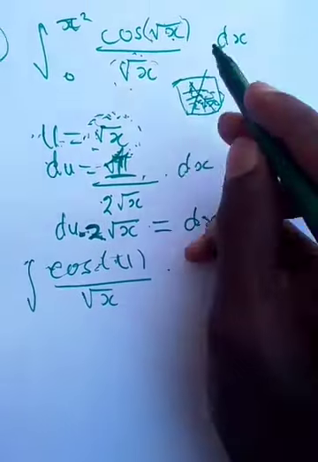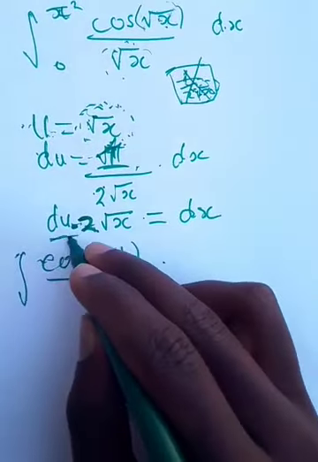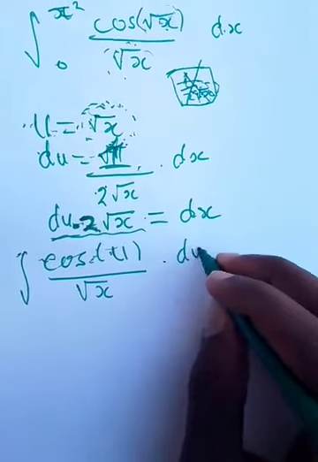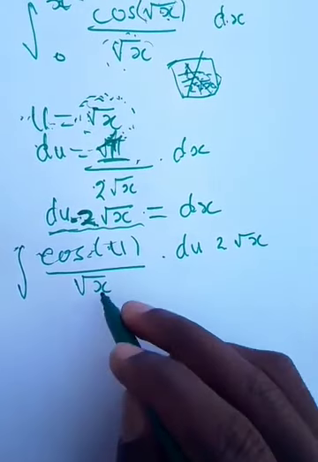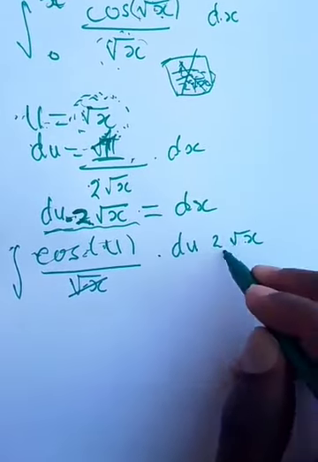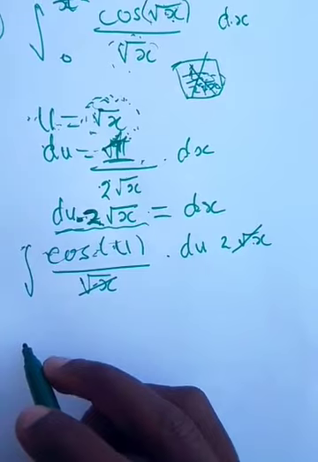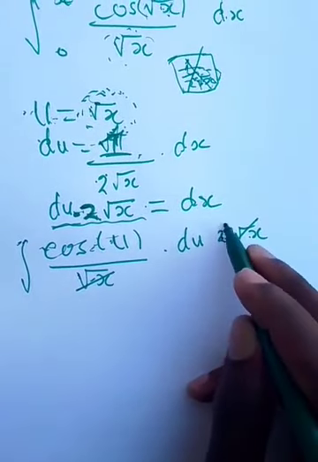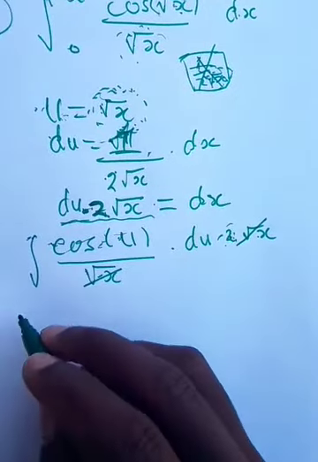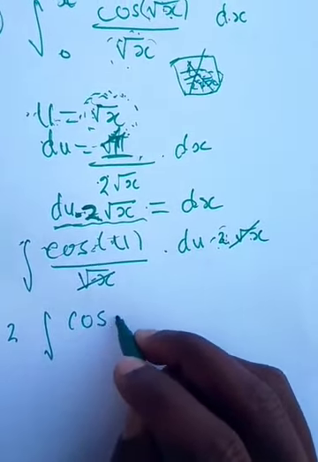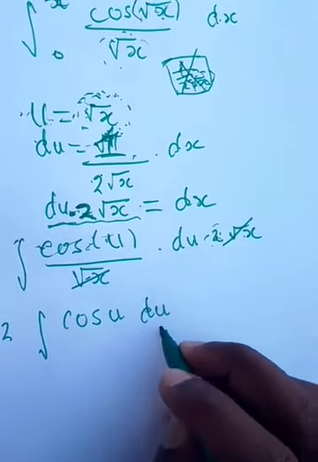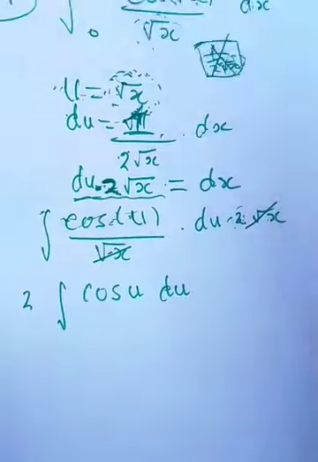Then where there's dx, I'll put this one. So I'll say du times 2 square root of x. So you know that this and this can cancel, right? And I'll remain with one constant, right? This 2 is a constant. So I can take 2 out, and I'll remain with cos u du, right? I'll remain with cos u du.